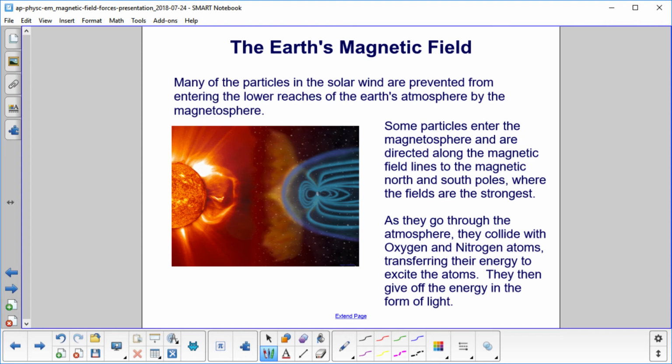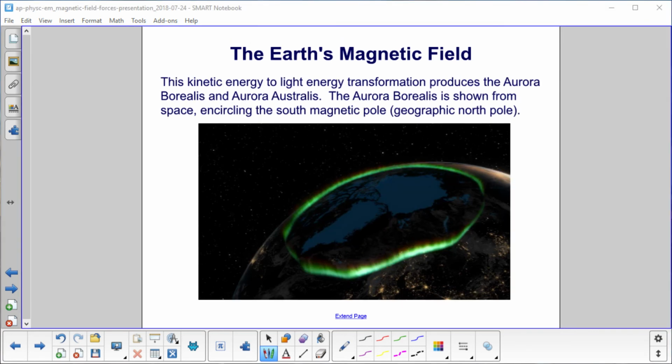As they go through the atmosphere, they collide with oxygen and nitrogen atoms, transferring their energy to excite those atoms. They then give off this energy in the form of light. The kinetic energy to light energy transformation that occurs in the Earth's atmosphere, right? Because if you excite an atom, you kick the electrons up in orbits, they then decay back down to the lower orbits, and they give off light. So this produces the Aurora Borealis and the Aurora Australis.